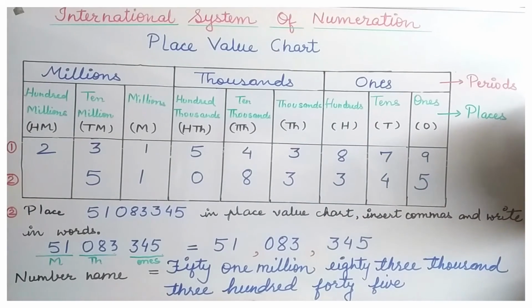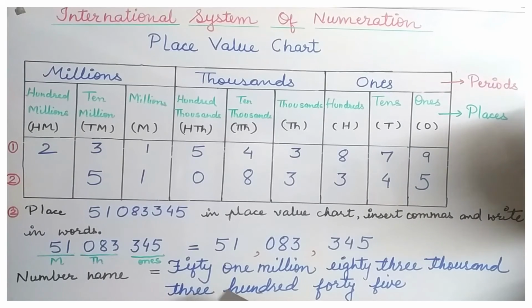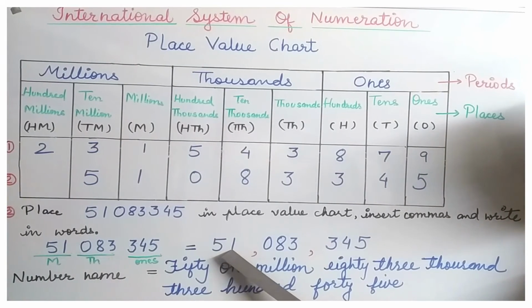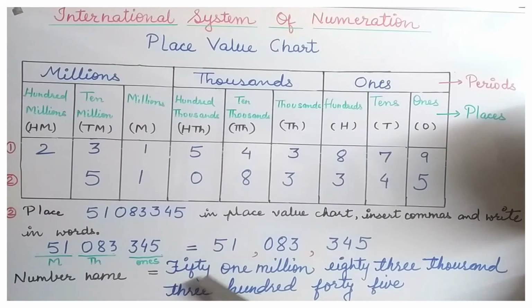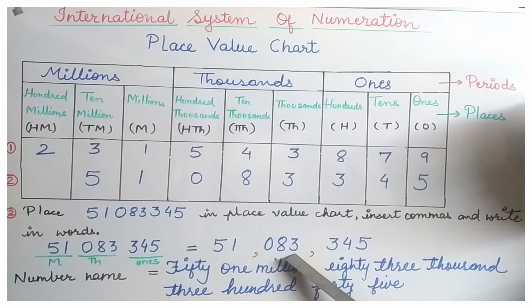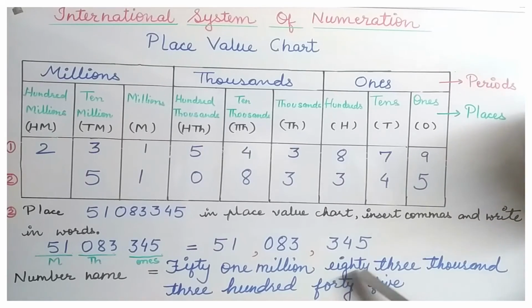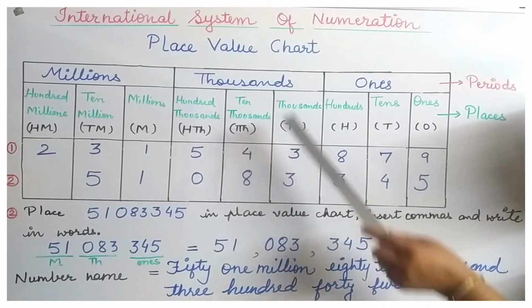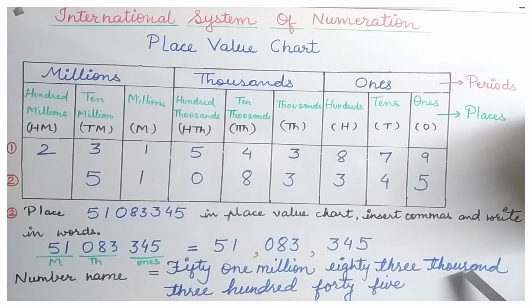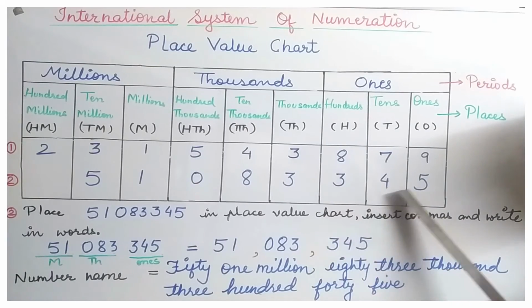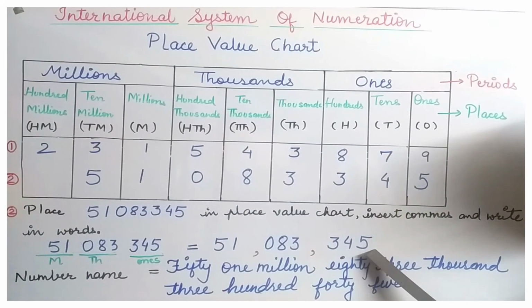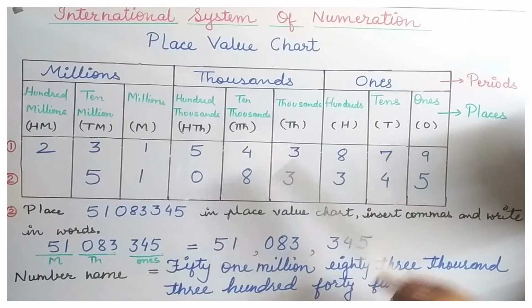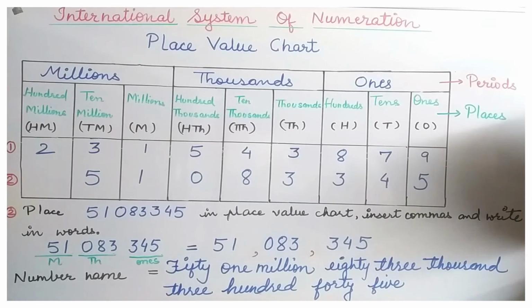Now let's see how we are writing its number name. 51 falls in the millions period. So 51 million. Now 083. At the hundreds place, no number is there, only 83 is there. So how we are writing? 83. 83 falls in which period? Thousands. So 83,000 and the remaining number is 345. It is in the ones period. So we simply write it down 345.